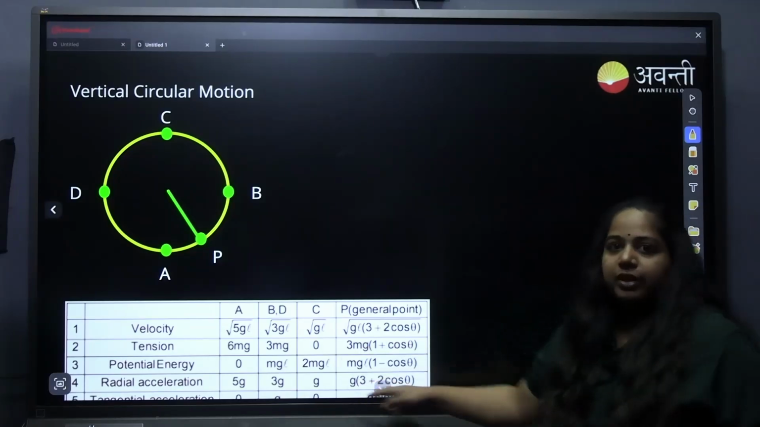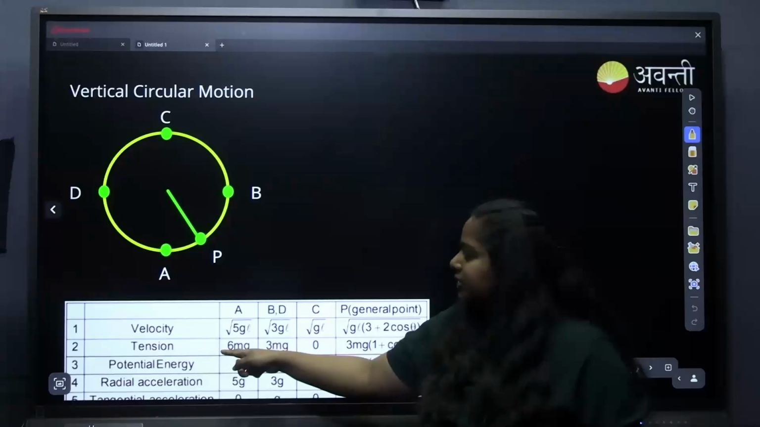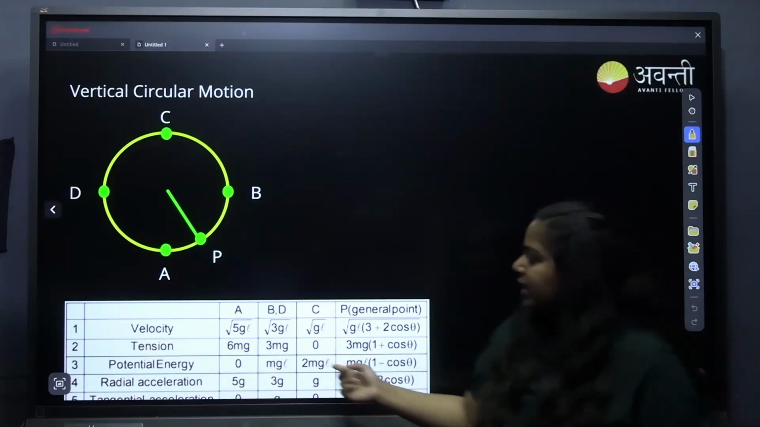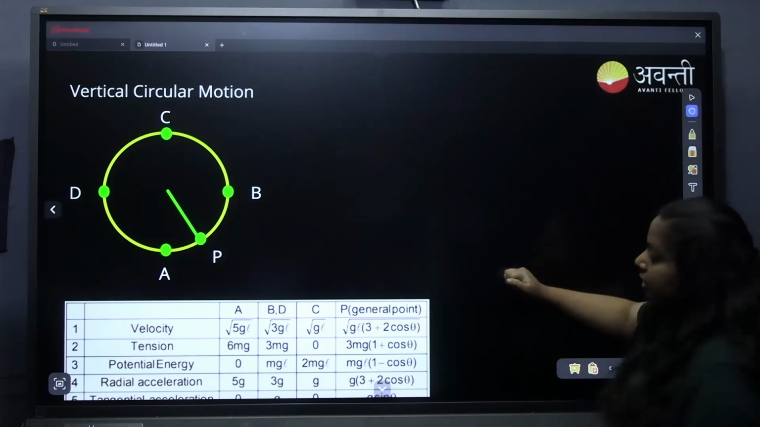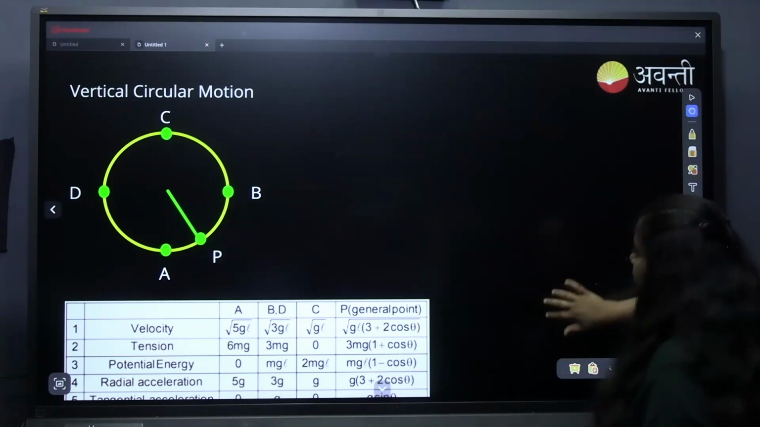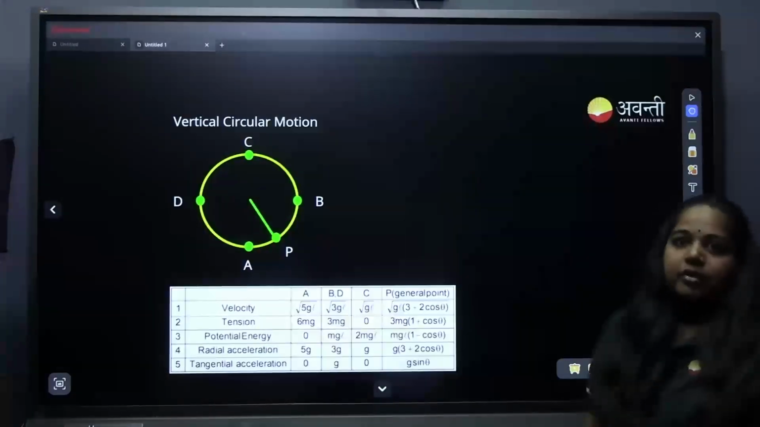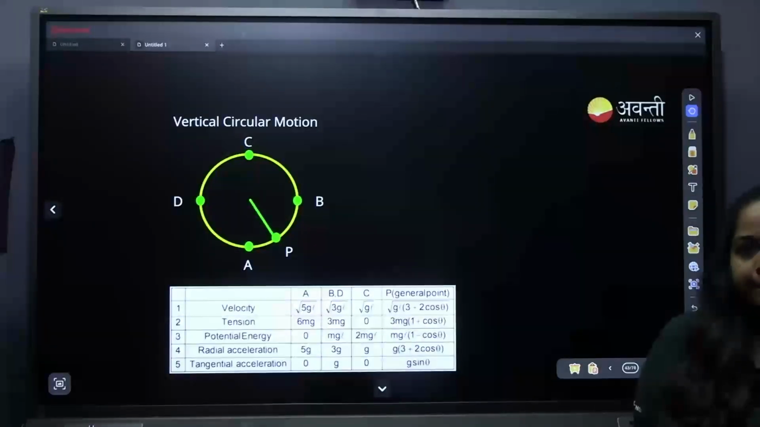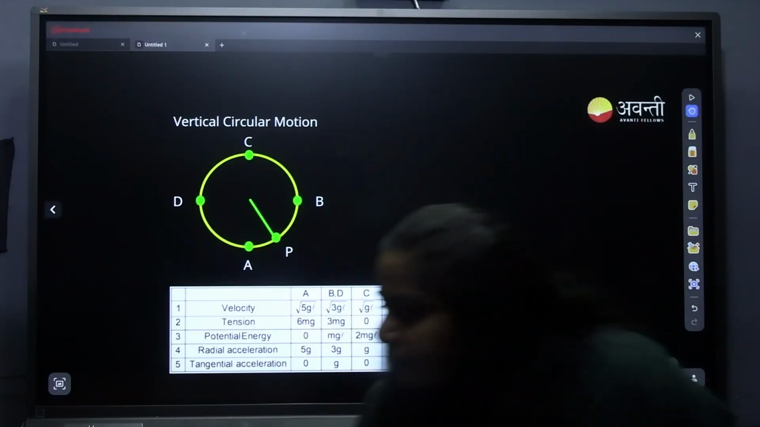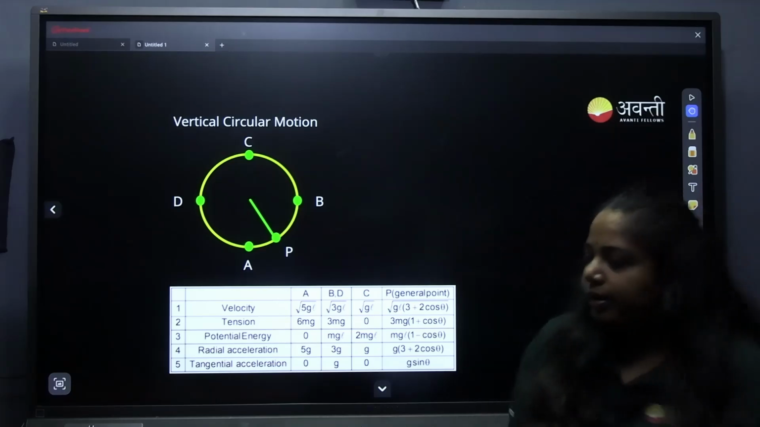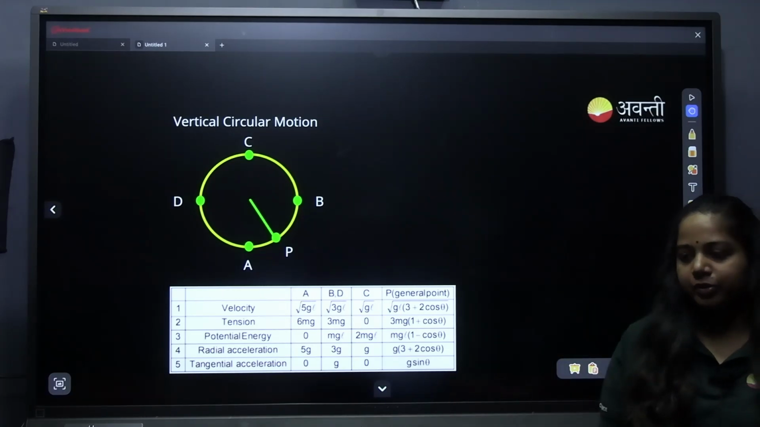So this is the table that you will get at each position. What is velocity, what is tension, what is potential energy, what is radial acceleration, and what is tangential acceleration. Is this visible for all, the table? I will send the class notes in the group, don't worry. This complete PPT I will send to you.